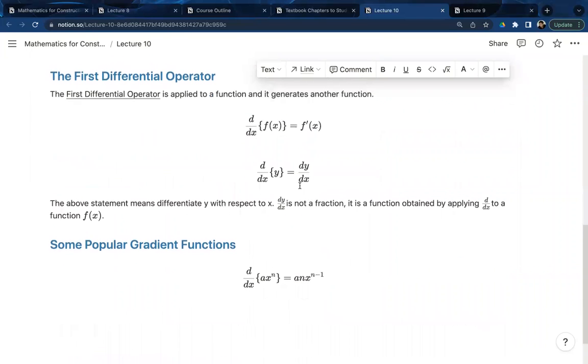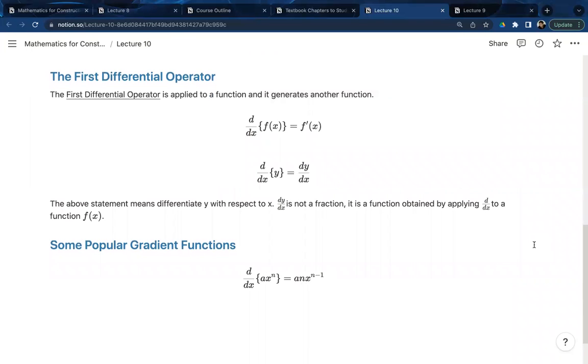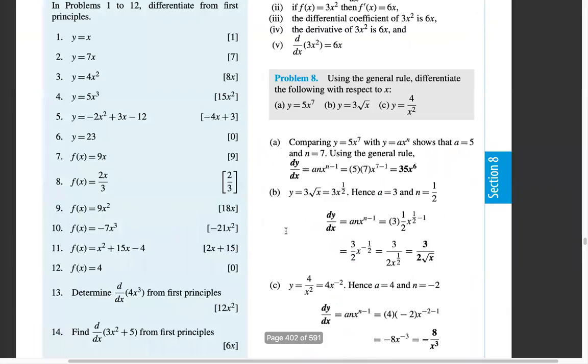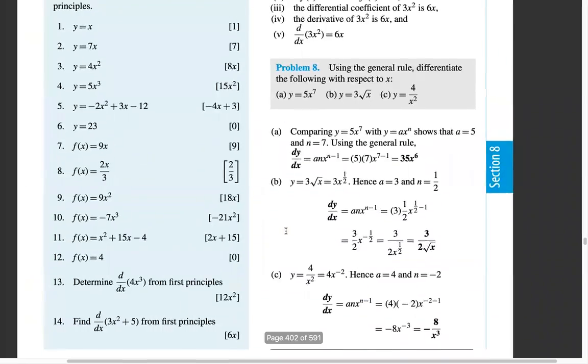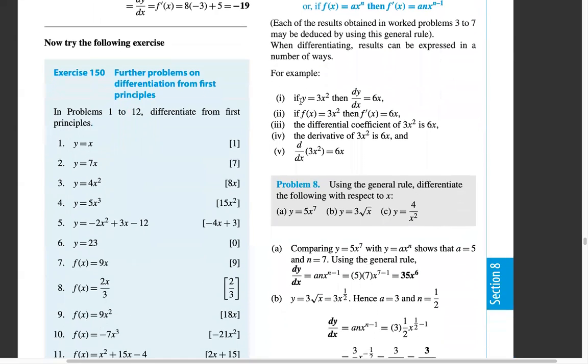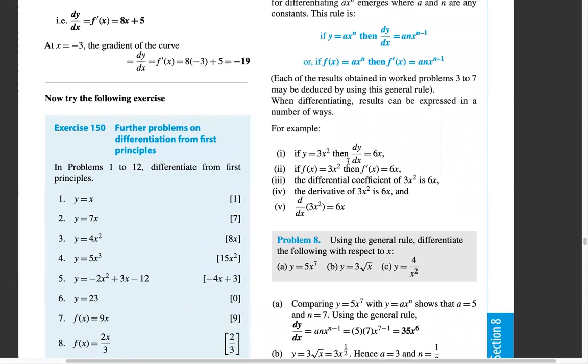It turns out that you can find a gradient function easily for simple functions. It means you have to apply the differential operator to the function. This is a popular gradient function here, as we saw. Where's the rule? An x to the power n minus 1. They did some examples. If y is 3x squared, what is dy dx? What is the gradient function? To find the gradient function, we differentiate the entire function with respect to x.